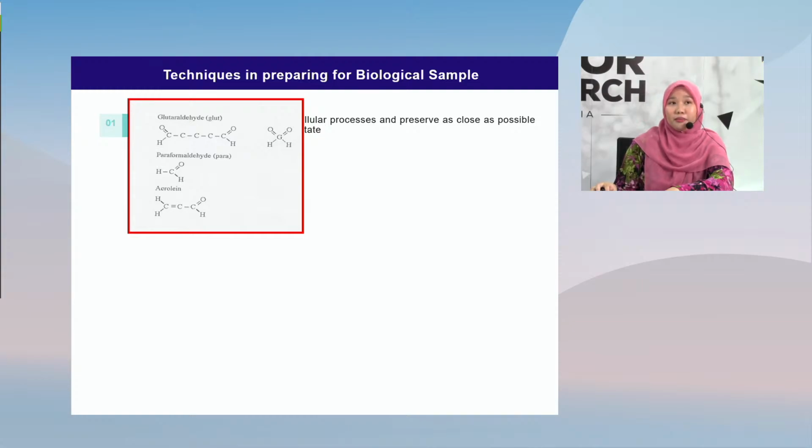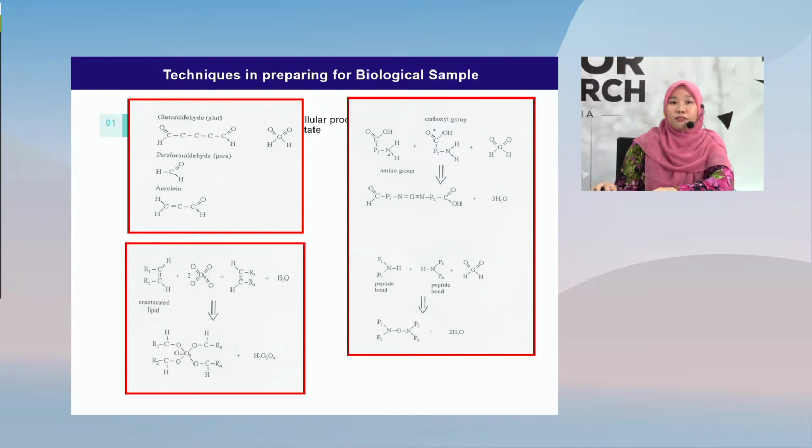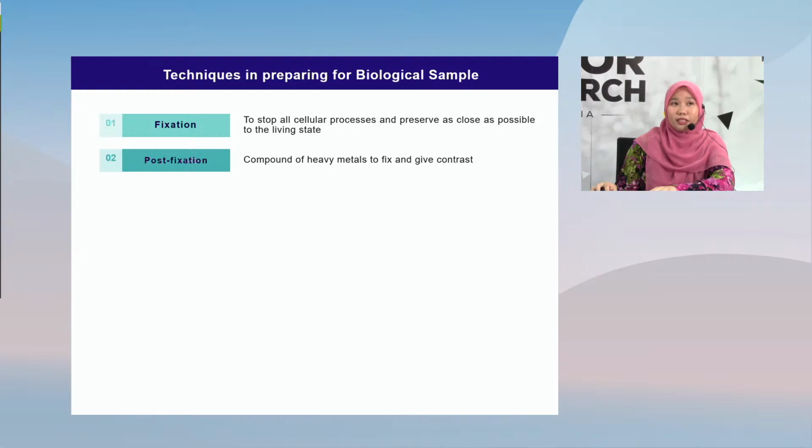Okay, the preservatives that we usually use are glutaraldehyde and paraformaldehyde, and these two are common in our lab. Glutaraldehyde's function is to fix the protein, or the amino acids, and it will cross-link to the amino acids. Then osmium will fix the lipids part. Then the post-fixation, where we use a compound of heavy metals to give contrast, like osmium tetroxide.